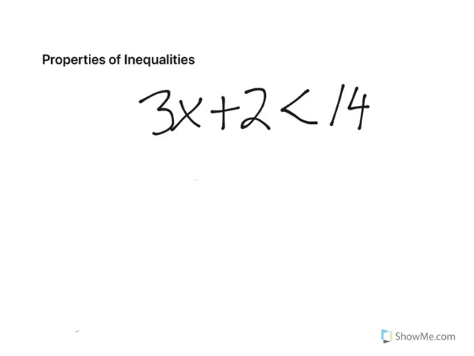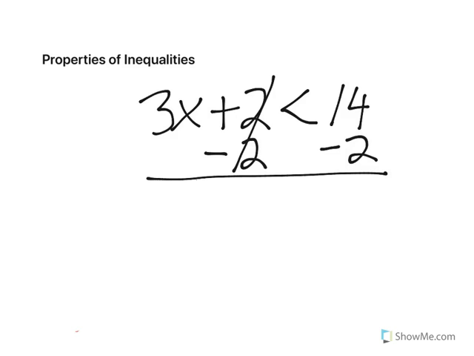Now we're going to use the same example we used in the last one. So I said 3x plus 2, except now I'm going to use an inequality: 3x plus 2 is less than 14, and we want to solve for x. So use the subtraction property of equality. Subtract 2 from both sides. These will cancel, 2 minus 2 is 0. You bring your 3x down, bring your inequality down, and 14 minus 2 is 12. So 3x is less than 12.